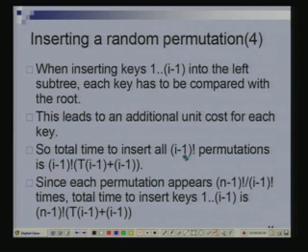So, what is the total time to insert all the I minus 1 factorial permutations then? Well, recall T I minus 1 is the average time to insert I minus 1 keys, right. In the tree that I am creating, I am taking 1 unit extra for every node that I am inserting, because first I am comparing it against the node. So, this is the average time I am taking to insert the I minus 1 keys in my tree.